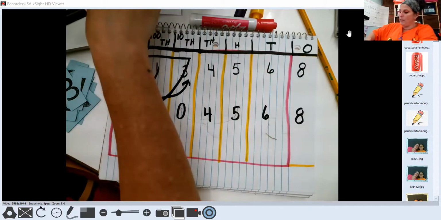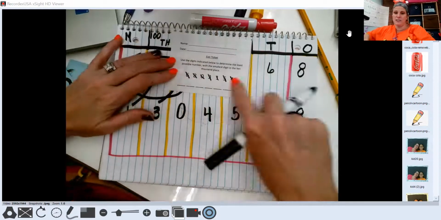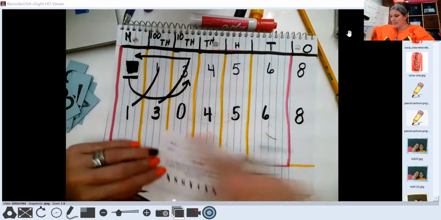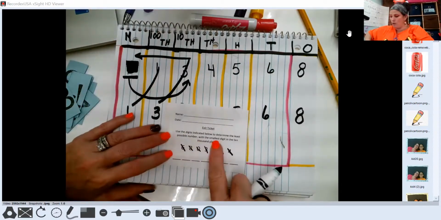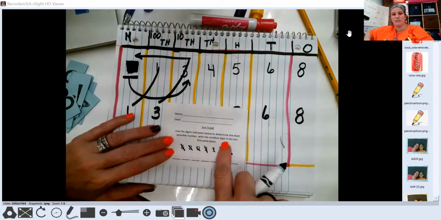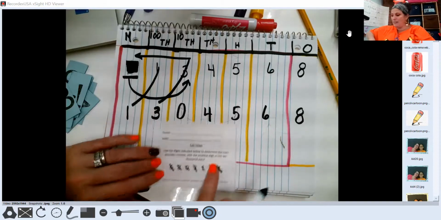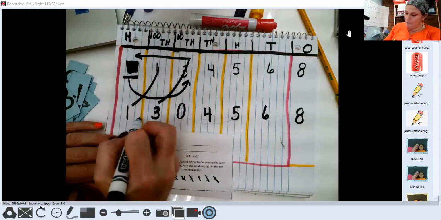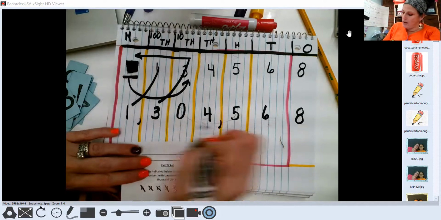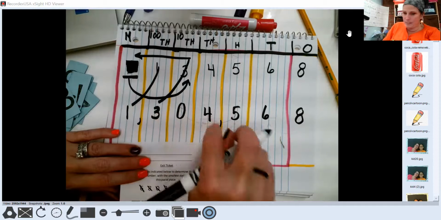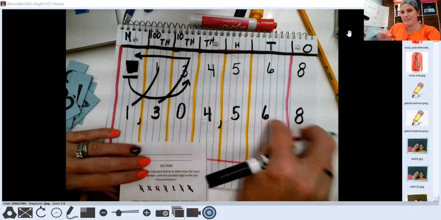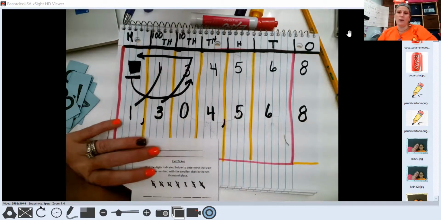So with these specific digits and this set of directions, the smallest or the least number with the smallest digit in the 10,000s place, I can create 1,304,568.